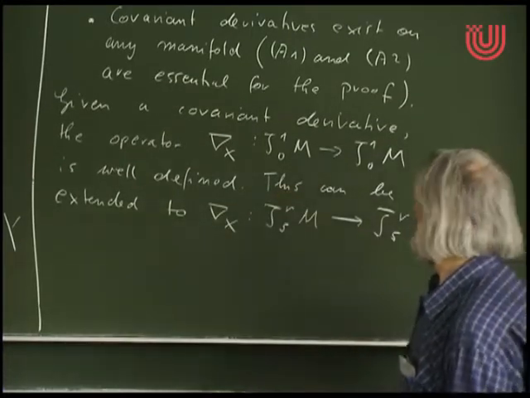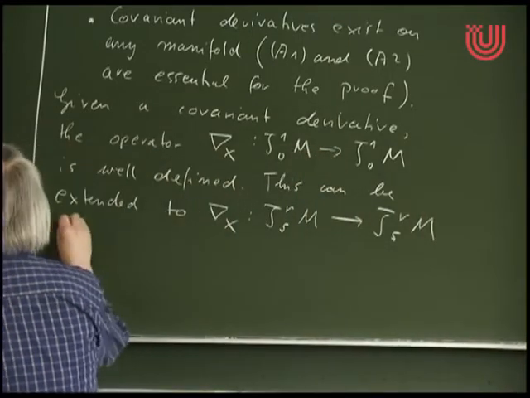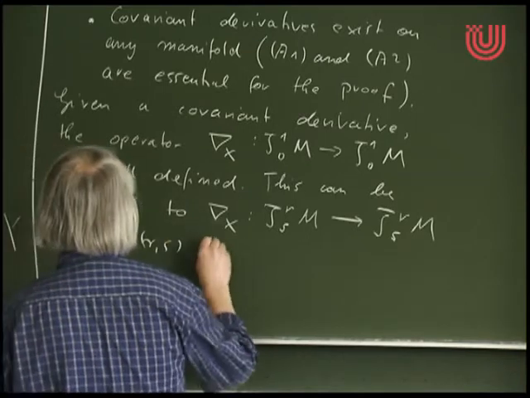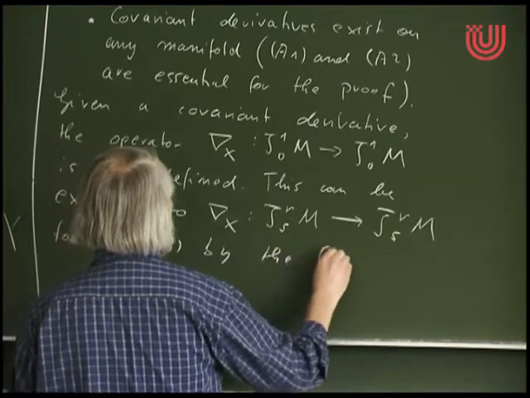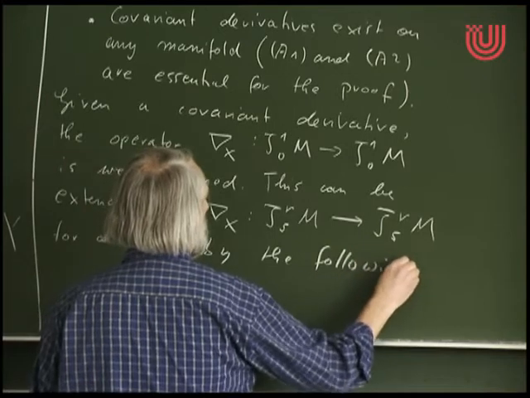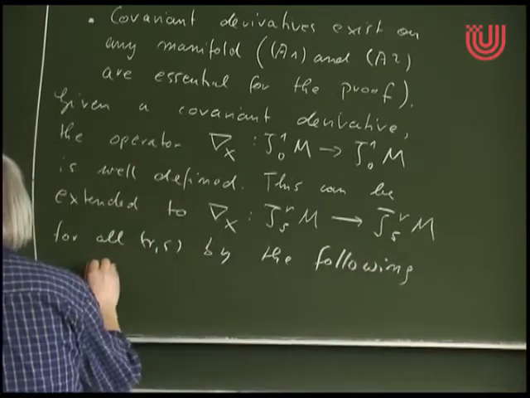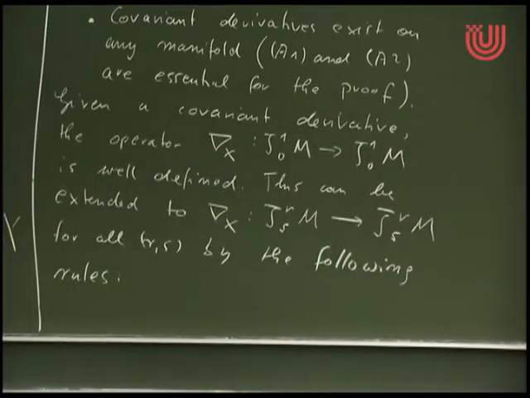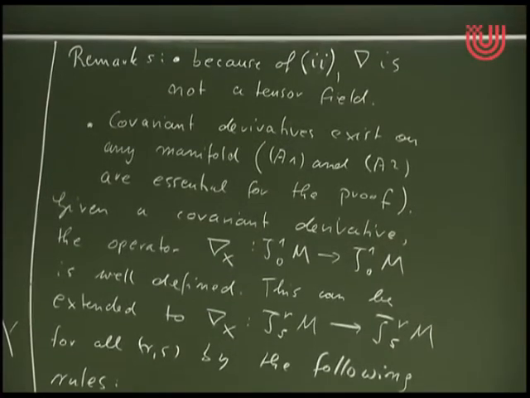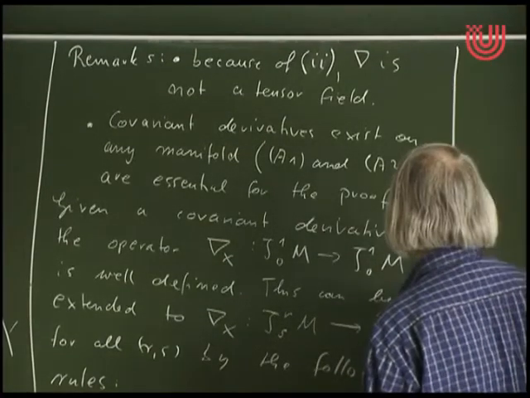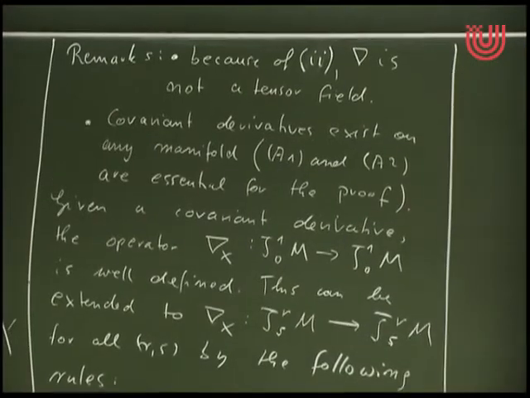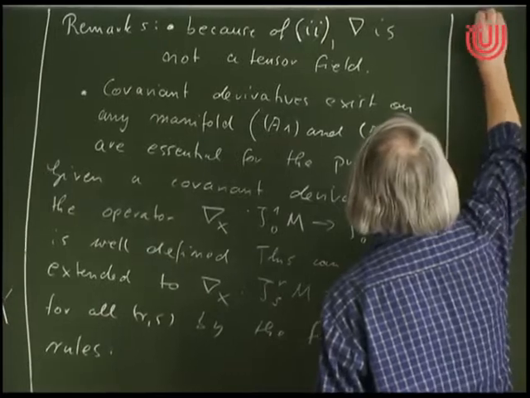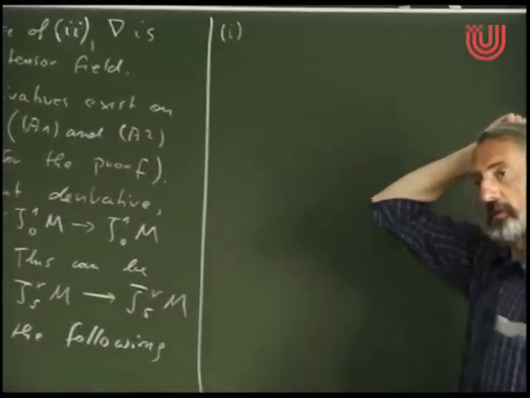Well defined. This can be extended to all (r, s) by the following rules. So I write down a number of rules, and I claim that then it is clear what this operator does on tensor fields of arbitrary rank. So I know what it does on vector fields. At the moment, I do not know what it does on scalar fields, on covector fields, and then on higher order ranks. So the first condition I write down is that I say what it should do on scalar fields.